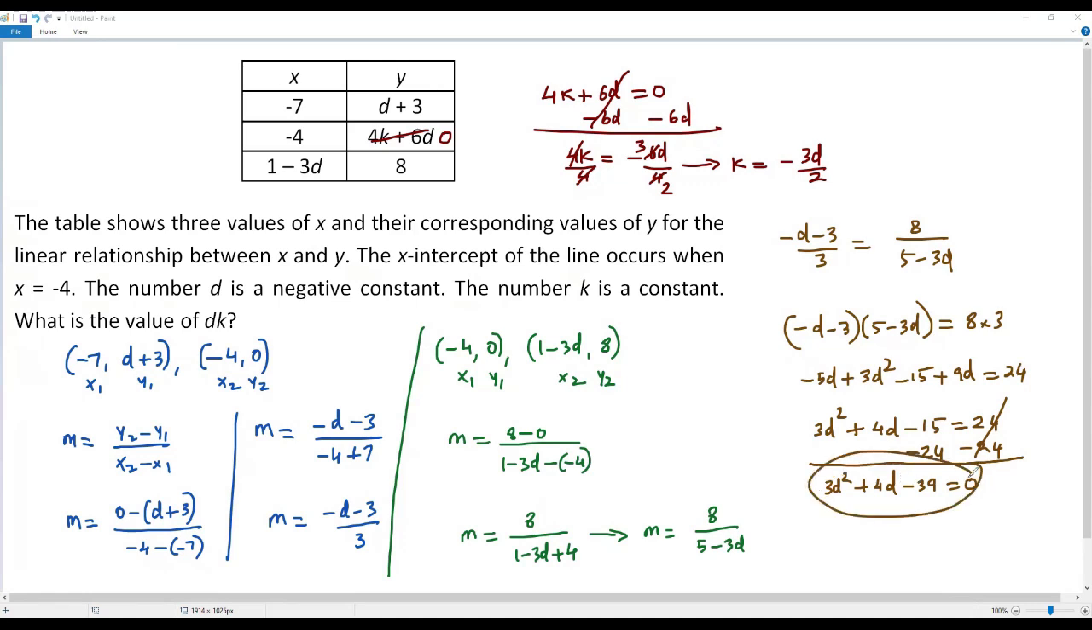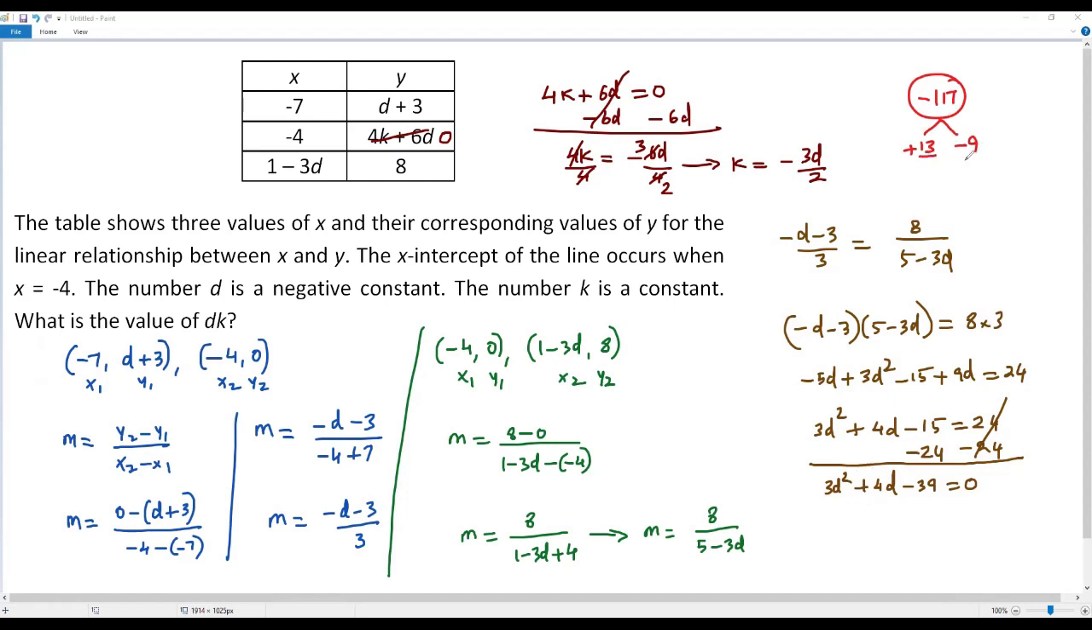I think this quadratic equation can be solved by factoring. For that, we have to multiply the constant term by the coefficient of d square. When I multiply negative 39 and 3, I am getting negative 117. Now, I have to get two factors such that the product of the two factors equals negative 117 and the sum of the two factors equals the coefficient of d, that is a positive 4. I think positive 13 and negative 9 will work. When I multiply them, I am getting negative 117. When we add them, we get a positive 4, that is the coefficient of d.